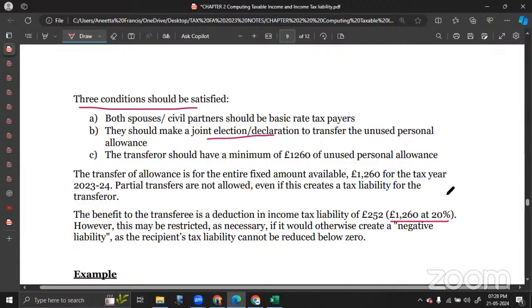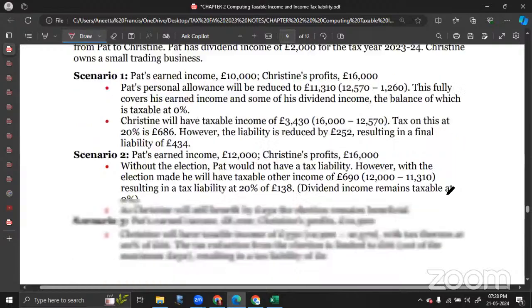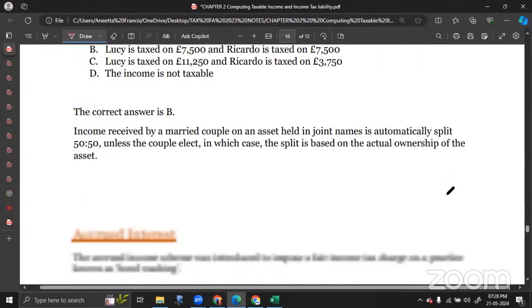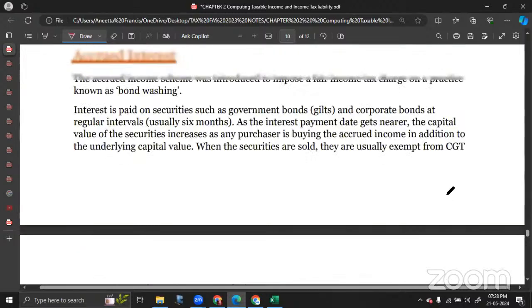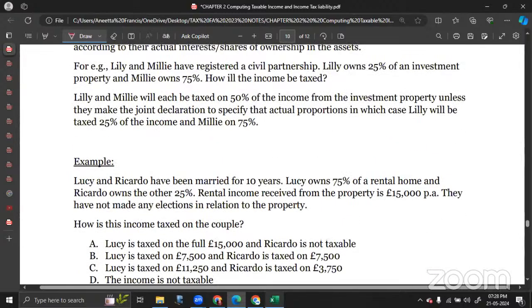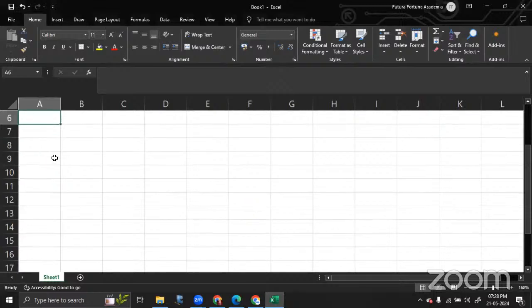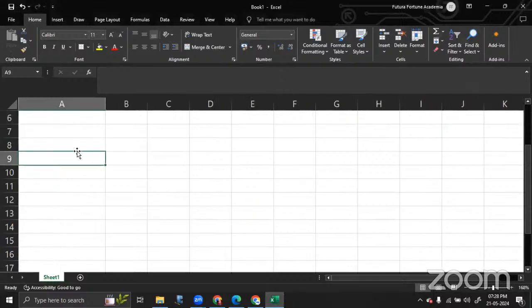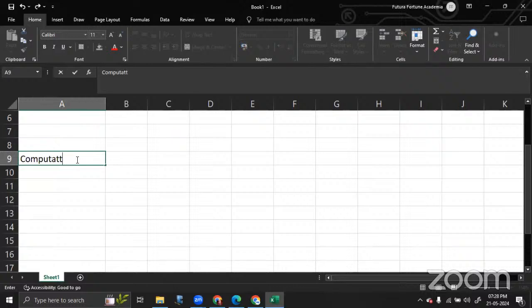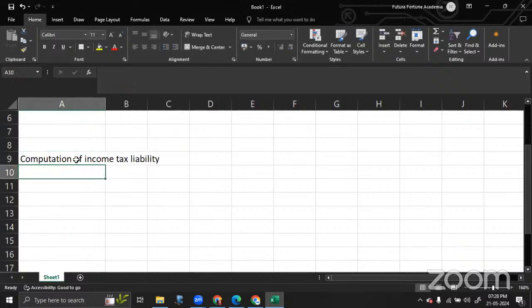And in the name of marriage allowance or transferable personal allowance. So in the class, I had discussed and I gave you a couple of formats, and I hope that this will be useful for students who are attending the revision as well. So when you do a computation of income tax liability, what are the maximum adjustments that you will have to suffer?